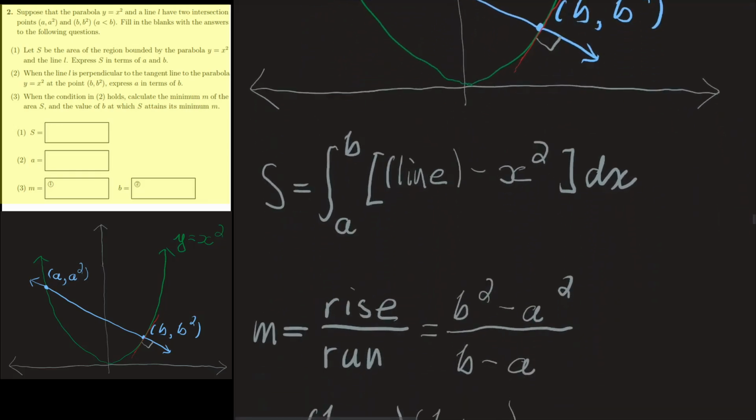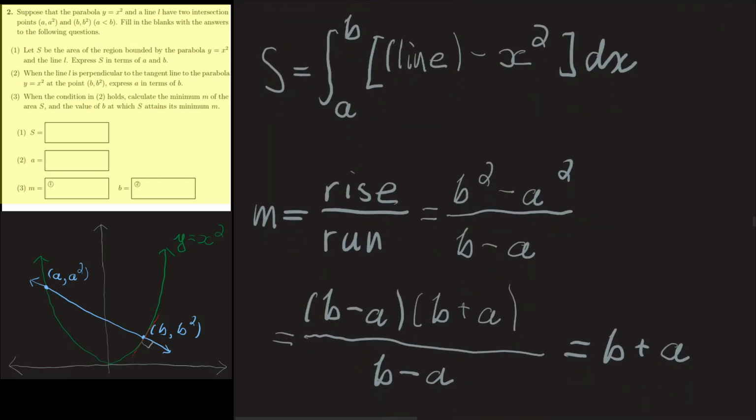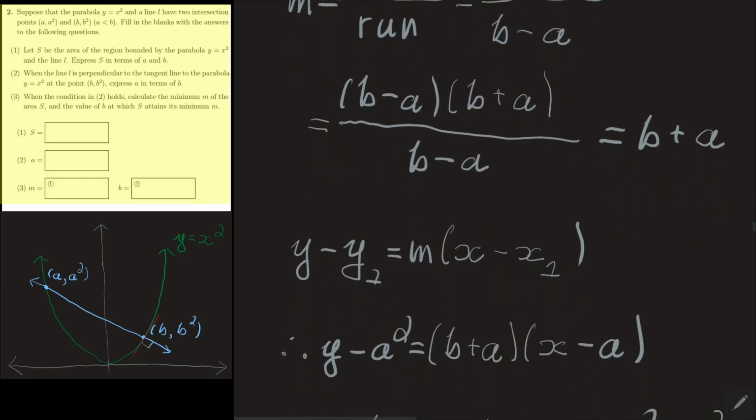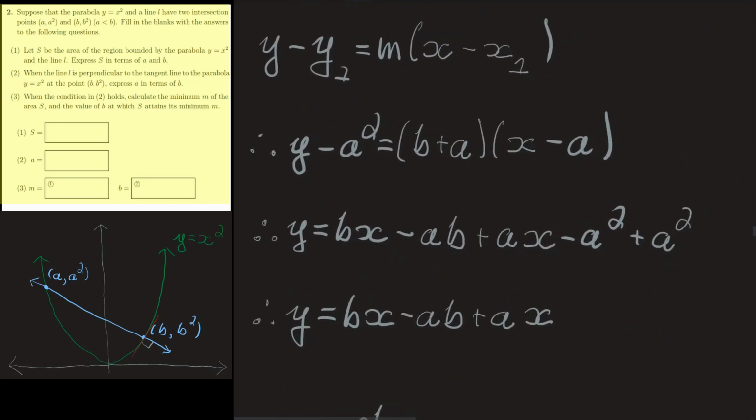So to start, we can use rise over run to find the slope. The rise is b squared minus a squared, and the run is b minus a. Notice that b squared minus a squared is a difference of squares, so it can be written as b minus a times b plus a, and then b minus a cancels out in the numerator and the denominator, so the slope is just b plus a. Then we can use the point slope form of a line. So for that, I'll use point A.